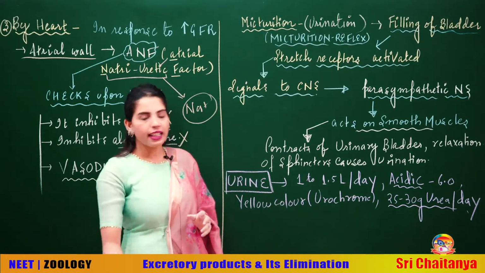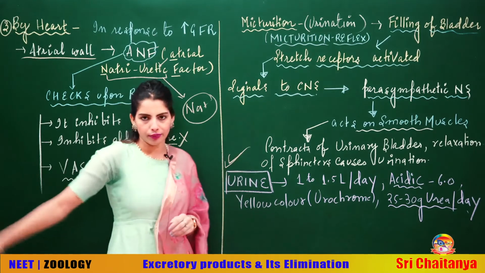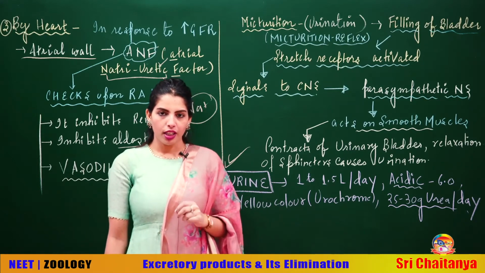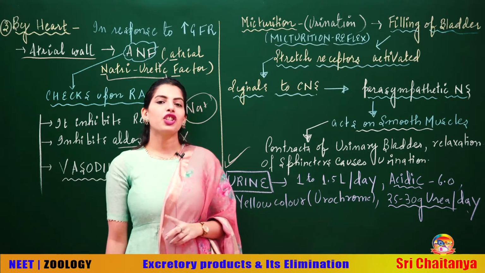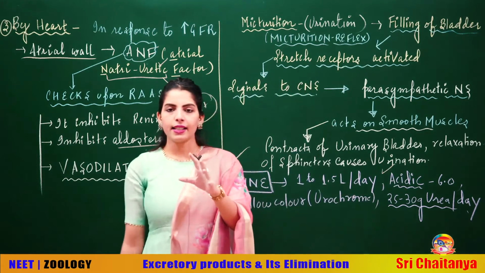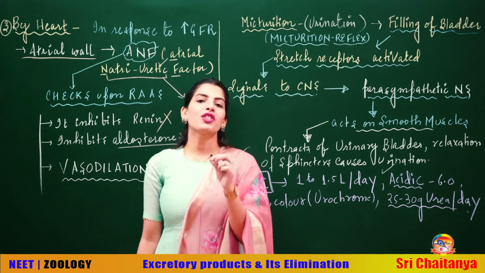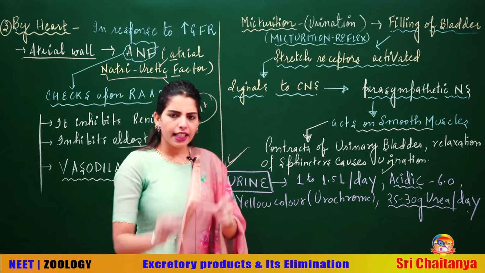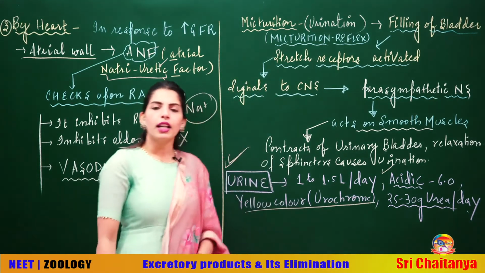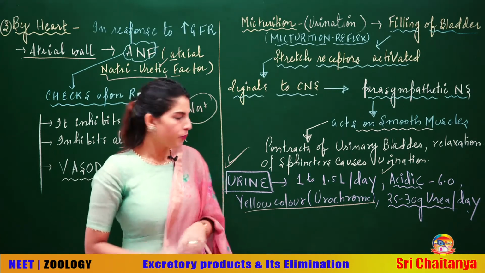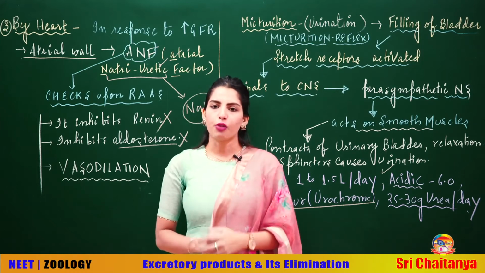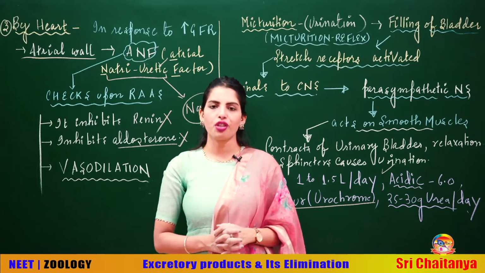Now once your urine is released, let us see what the composition of the urine is. We said that 99% of the filtrate is getting reabsorbed. Only 1 to 1.5 liters of urine is formed every day, being acidic, with a pH of approximately 6, because we saw that hydrogen ions were secreted into the filtrate. There is a specific yellowish color of the urine, which is because of the pigment urochrome, a derivative of bilirubin and biliverdin. Also we excrete a large amount of urea, which is 25 to 30 grams per day. So that's the composition of the urine.